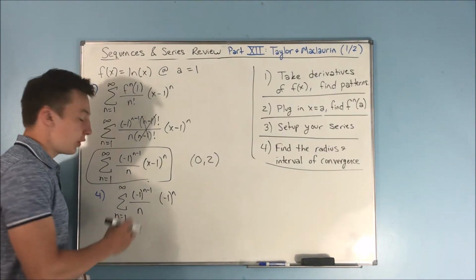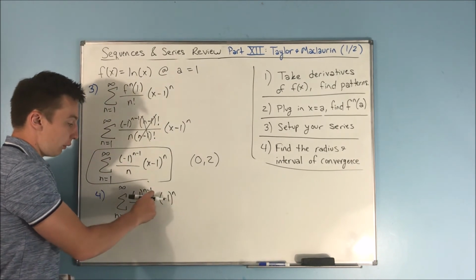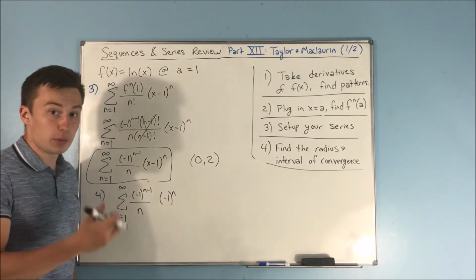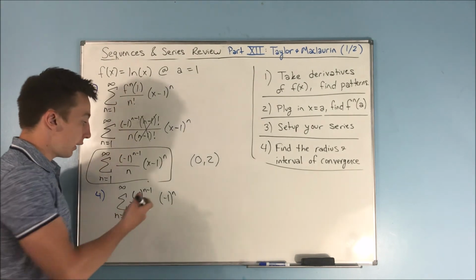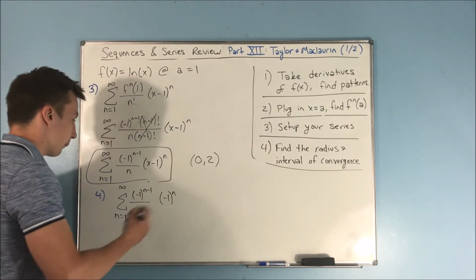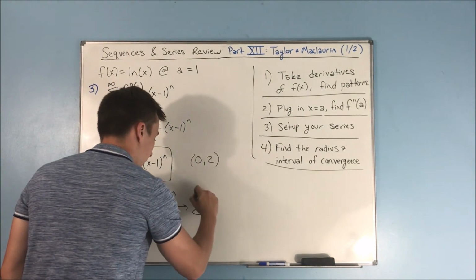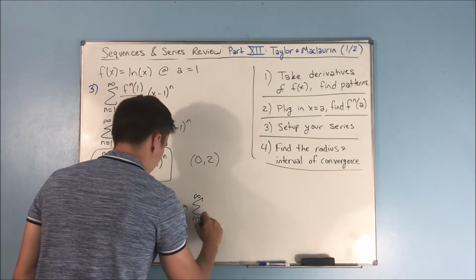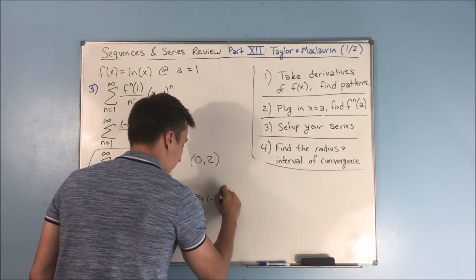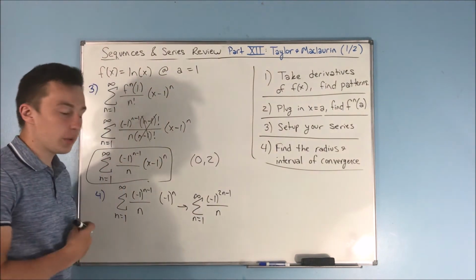Now you can do one of two things here. You can multiply this negative 1 through here. You can multiply the two negative 1s together, and you'll get negative 1 to the 2n minus 1. So that's perfectly fine to do. We'll do that right here. The sum from n equals 1 to infinity of negative 1 to the 2n minus 1 over n. That's something you can do.